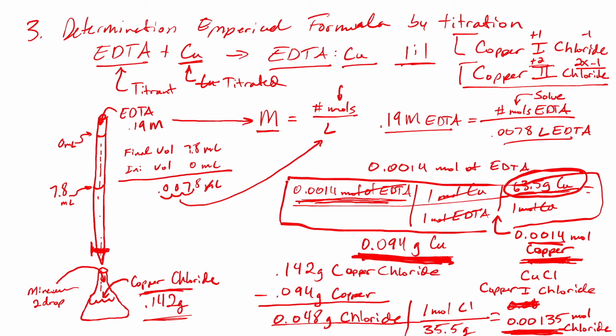Okay? And that's how you figure out the empirical formula of copper chloride by titration.